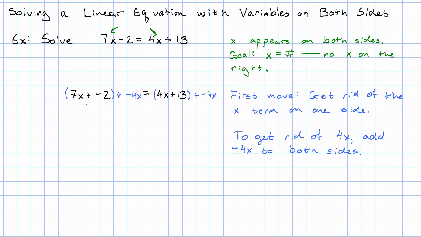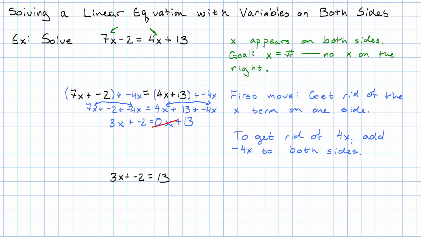Now we'll eliminate the parentheses. We'll combine the like terms. 7x and negative 4x are like terms, so we'll have 3x. And then there's nothing we can do with the negative 2. 4x and negative 4x are like terms, so we'll have 0x. And then there's nothing we can do with the 13. 0x is just 0. We don't need to write that term. And now we have the equation 3x plus negative 2 equals 13.